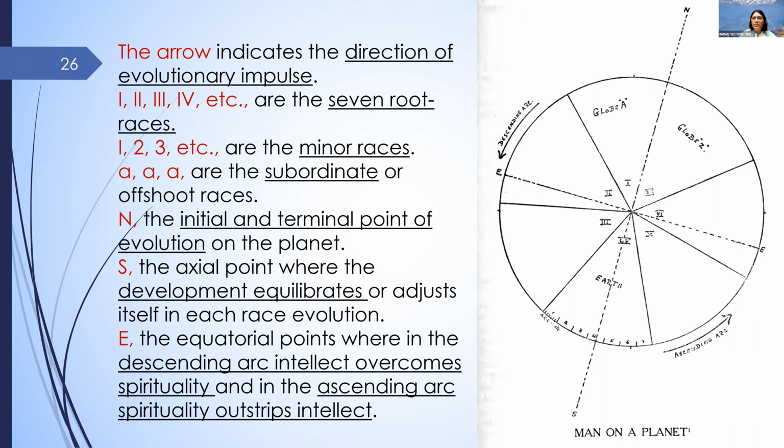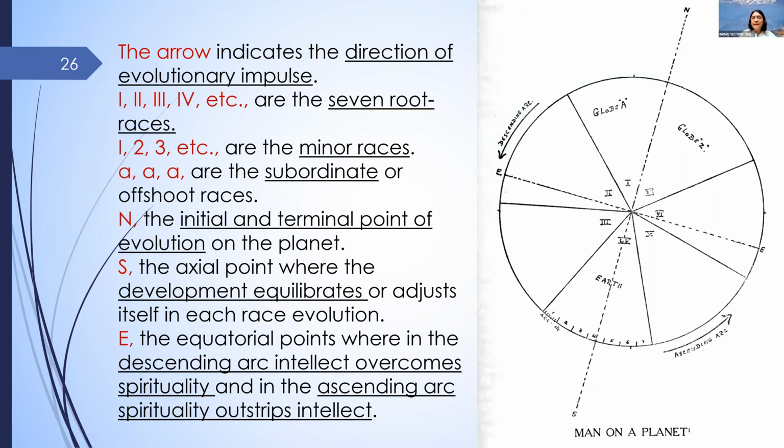So the Roman number 1 is equal to globe A. Similarly, Roman number 2, you can consider it as globe B. So forth, coming down to Roman number 4, that is the 4th globe, which is our Earth. So Mahatma Ji has written Earth over here. Okay, and then the same thing is correspondingly applied to the globes, the descending arc and the ascending arc.